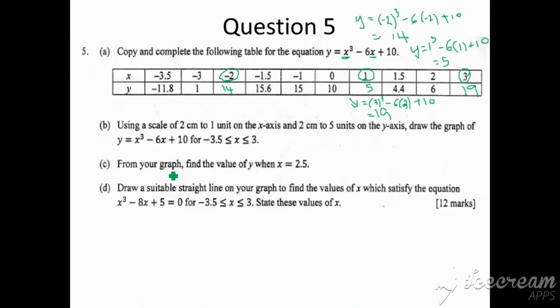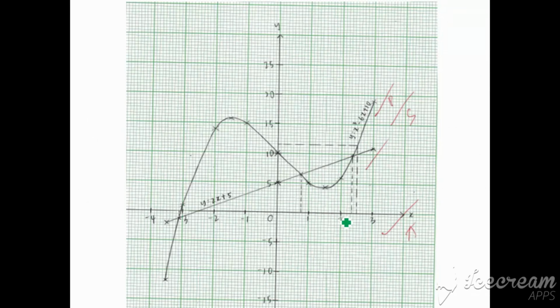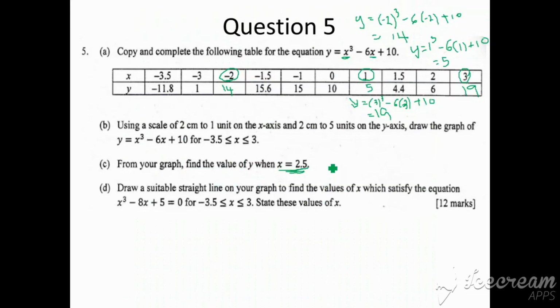C, from your graph, find the value of y when x equals 2.5. So x equals 2.5. You go back to your graph, x equals 2.5 here. Then you draw a dotted line until you touch the graph. Then you draw a dotted line to the y axis. So this is the answer, 11.5. Okay, so the answer for C is y equals 11.5.